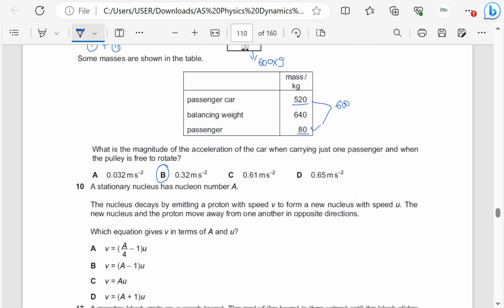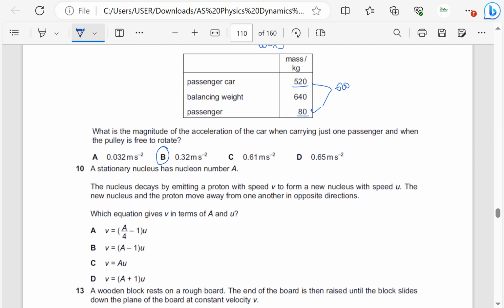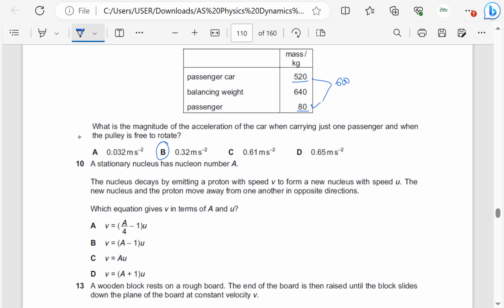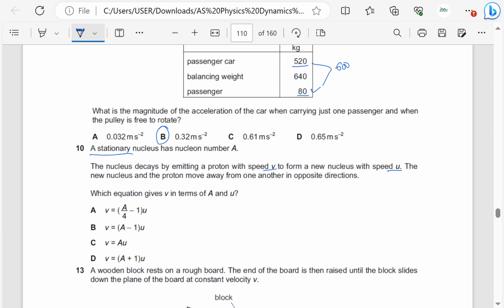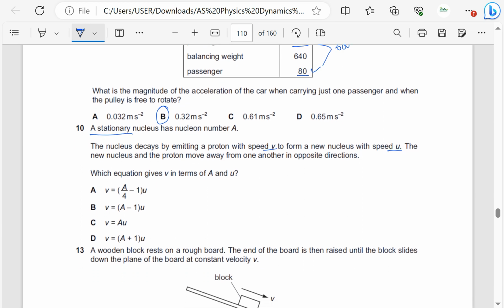A stationary nucleus has nucleon number A. The nucleus decays by emitting a proton with speed v to form a new nucleus with speed u. Remember, it is initially stationary. The new nucleus and the proton move away from each other, so they move in opposite directions. Which equation gives v in terms of A and u?